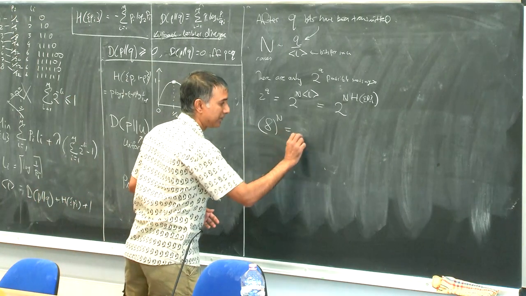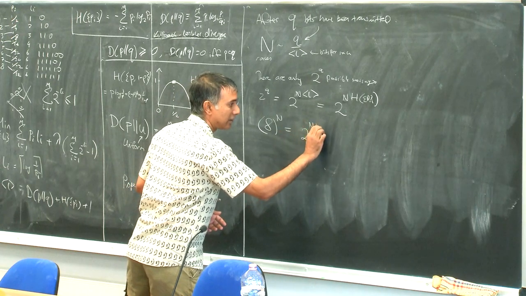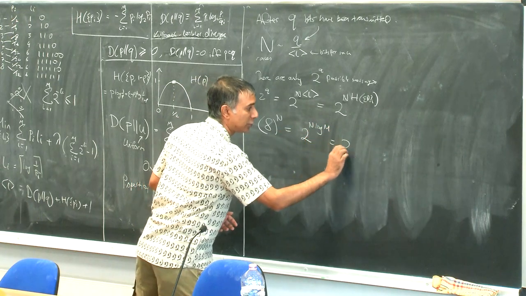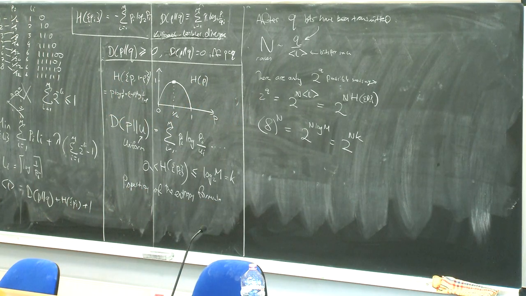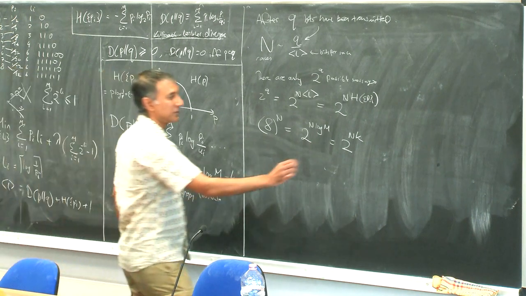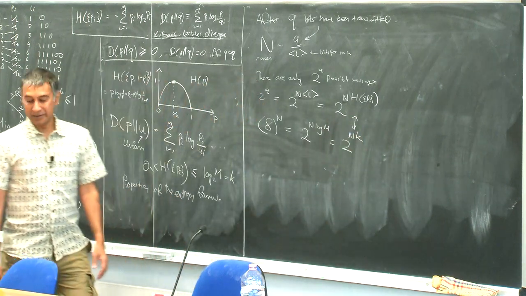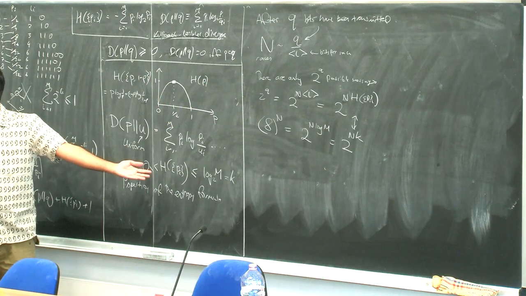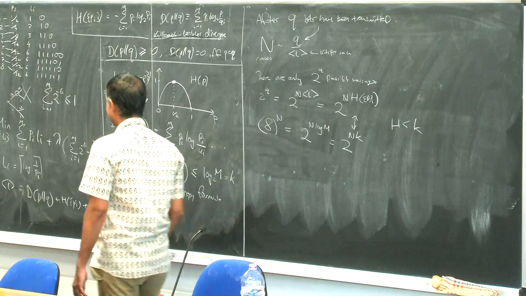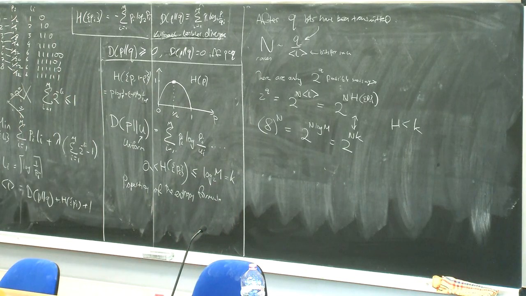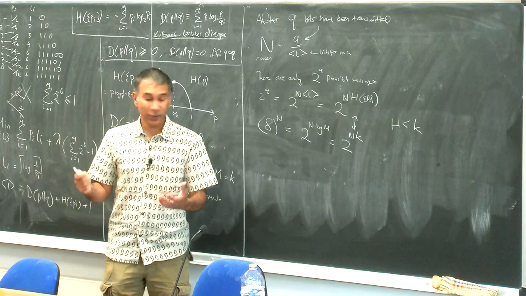This is also written as 2 to the n log m, which is equal to 2 to the nk. So something really weird just happened. Look at these two numbers, and look at this. We know that h is less than k, because this is not a uniform distribution. So something is wrong. What's wrong?